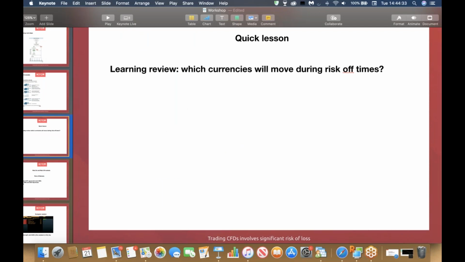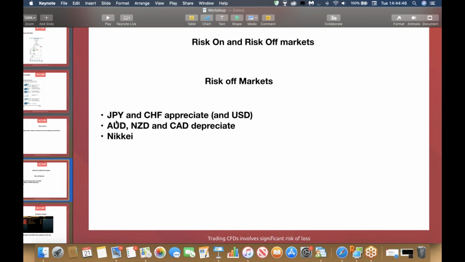So a quick lesson for you guys. It's been a lot of learning today. Which currencies will move during risk-off times? We've already covered that. Just to remind ourselves, when markets risk off, we'll see the yen and the Swiss franc appreciate, and the US dollar, and we'll see the Australian dollar, New Zealand dollar, and Canadian dollar depreciate.